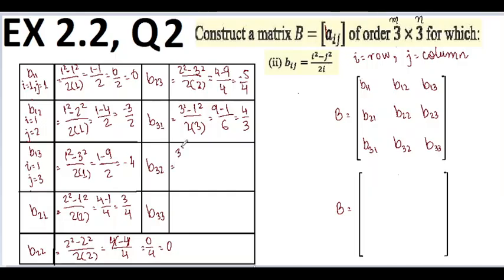B32 gives us (3 square minus 2 square) whole divided by 2 into 3, which is equal to 9 minus 2 square gives us 4 whole divided by 2 into 3 gives us 6. 9 minus 4 is 5 by 6. Now B33 gives us (3 square minus 3 square) whole divided by 2 into 3, which is equal to 9 minus 9 whole divided by, this is 9, okay, consider it to be 9. 2 into 3 gives us 6, which is 0. Okay. Now we have found the values of all of the elements of matrix B.